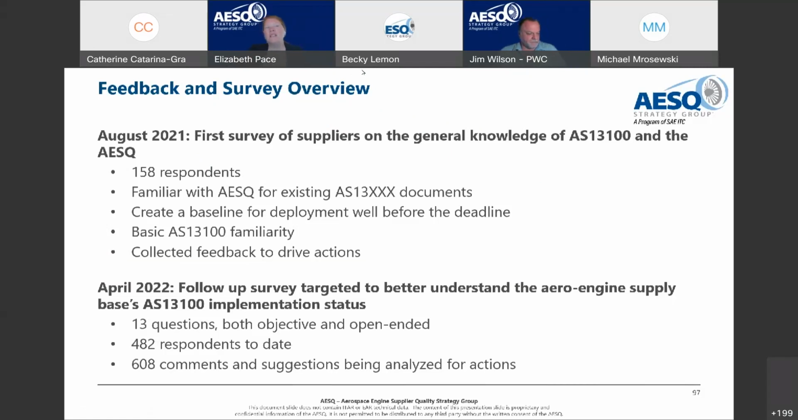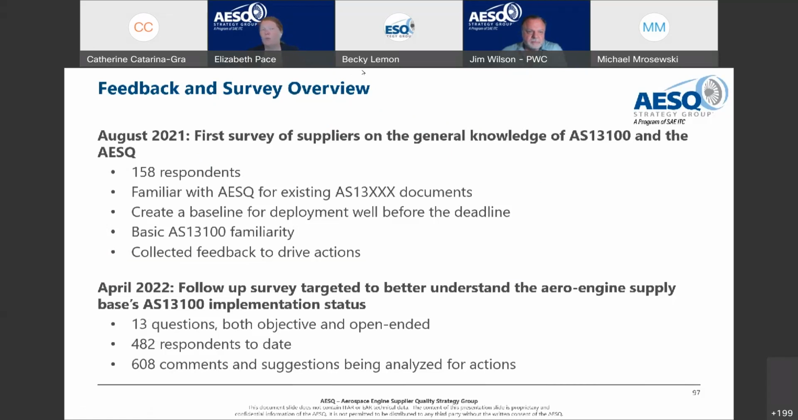So we were really just trying to create a baseline for deployment well before the deadline. That way we could target some webinars. It also gave us some ideas for the communities of practice. And we collected that feedback to drive action.